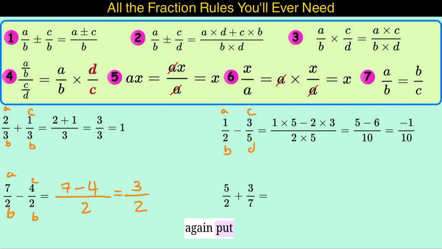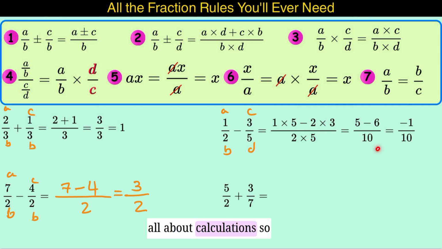So again, put your A, B, C, D first. Then you're going to apply this A times D, and either you say C times B or B times C, but it's better if you stick with this. In here, what I did was B times C. It's the same, but it's better if you stick with C times B. Why? To avoid any mistake.